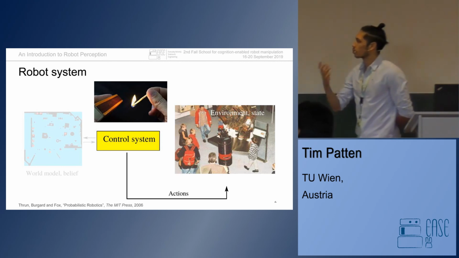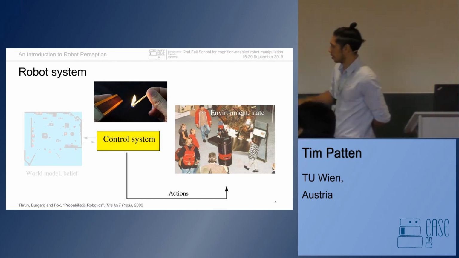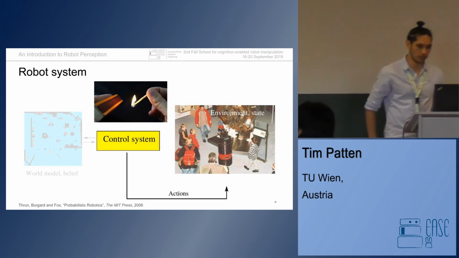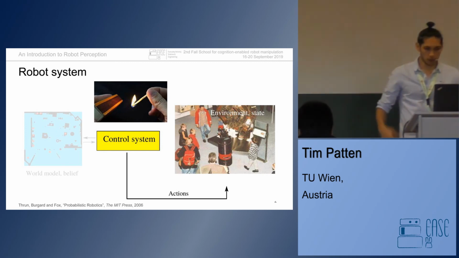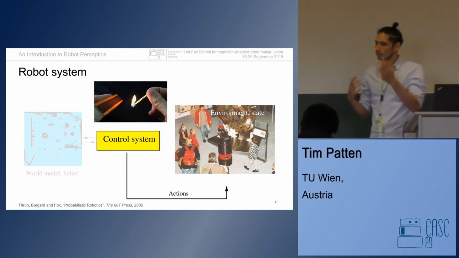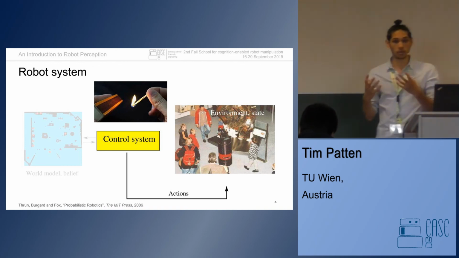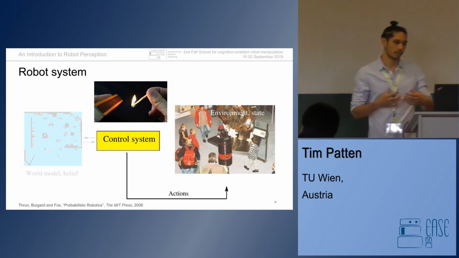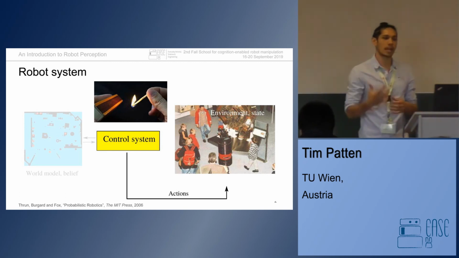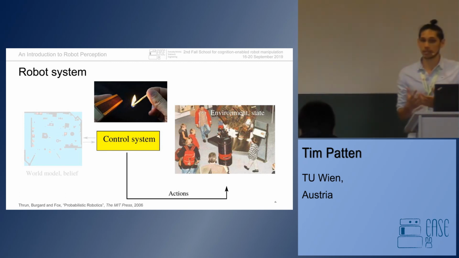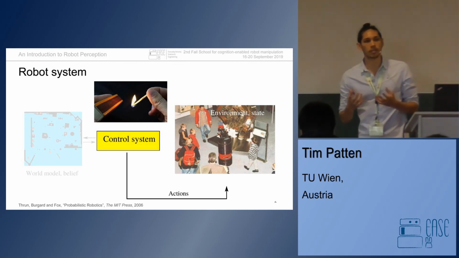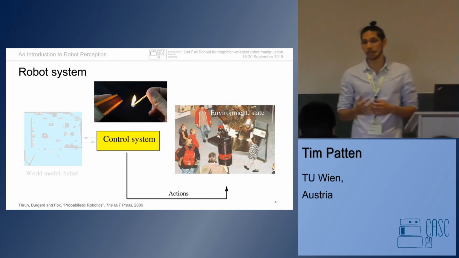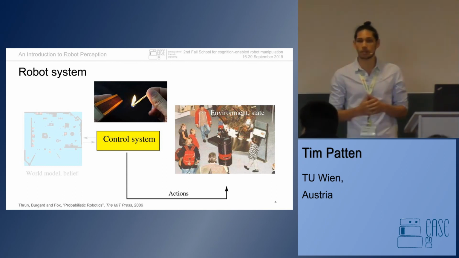So let's start with a robot system. This picture's from the probabilistic robotics book by Thrun, Burgard, and Fox. And I hope most people here are familiar with this. So at the heart of a robot system, right, we have this control system which really does all the planning and determines what actions should be performed. What's important, and I think what's been a big topic of the past week, is this world belief or this representation, this knowledge representation.